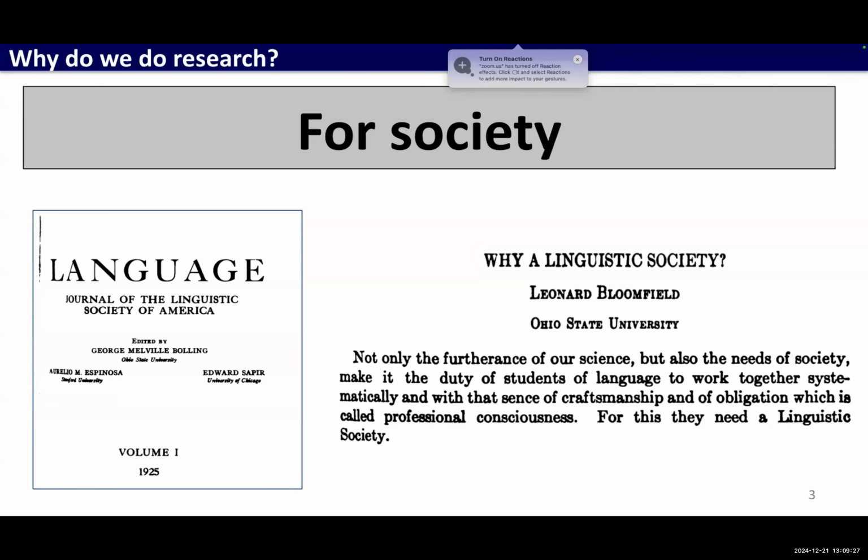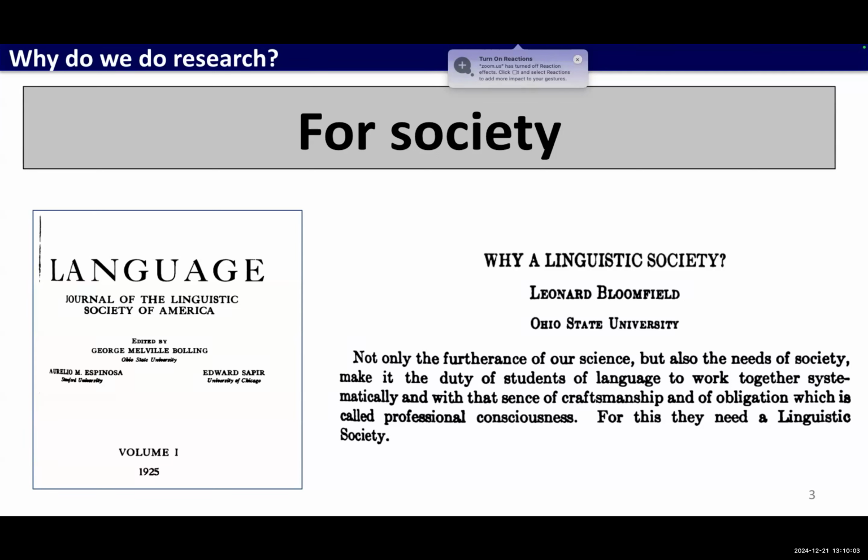The very first article in Language was written by Leonard Bloomfield, one of the foundational thinkers of 20th century American linguistics. He was also the first president of the LSA. The title of that very first paper was, Why a Linguistic Society? Why should we form this society that brings linguists together? This is a quote towards the end of the paper. If you've never read it, go and read it. It's only 4 pages long, and it's really fascinating to see how 100 years ago we were thinking about why we need gatherings like this.